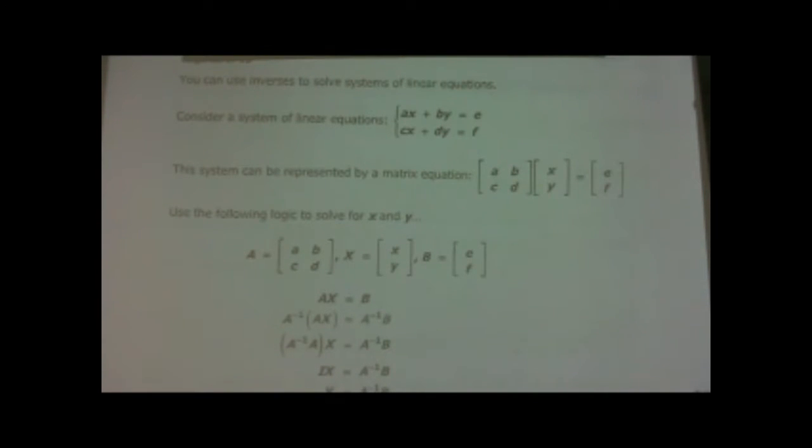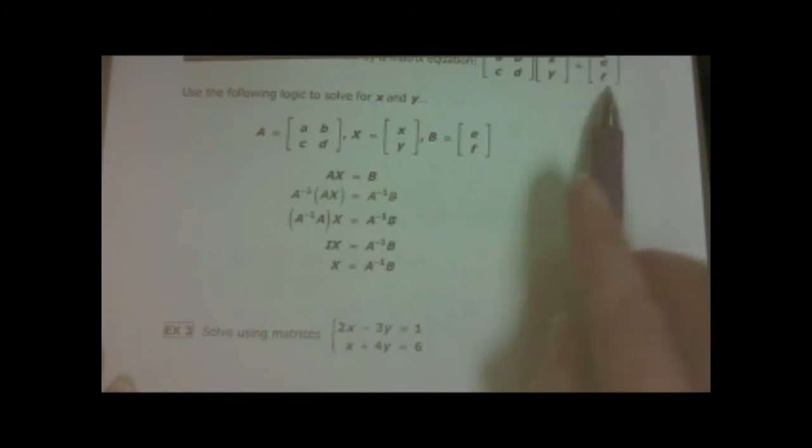So let's do something for a minute. Let's talk about these with names. So let's take this ABCD matrix, and we're going to call it matrix A. And the XY matrix, we're going to call it X. And then B is the E and the F. All right? And I'm starting out with this, which is A times X equals B. That's what I'm starting with.